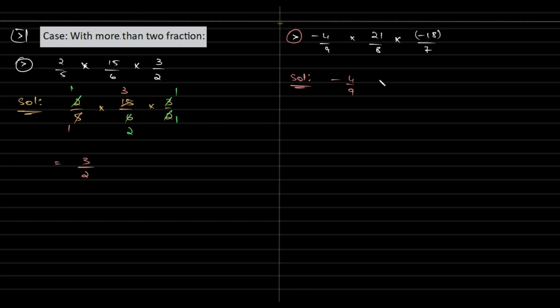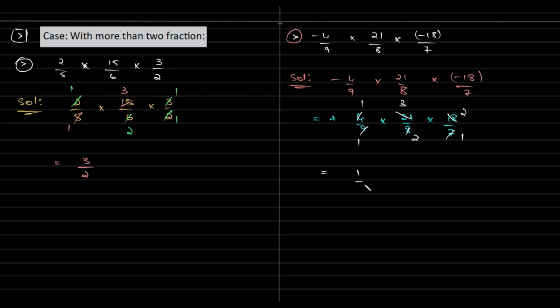Negative 4 by 9 into 21 by 8 into negative 18 by 7. Negative into negative is positive. 4 by 9 into 21 by 8 into 18 by 7. So now, what all can we cancel? Well, 4 can cancel 8. 4 1s are 4, 4 2s are 8. 18 can get cancelled by 9. 9 1s are 9, 9 2s are 18. 7 can cancel 21. 7 1s are 7, 7 3s are 21.